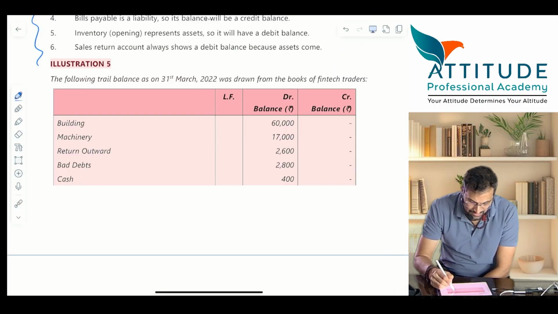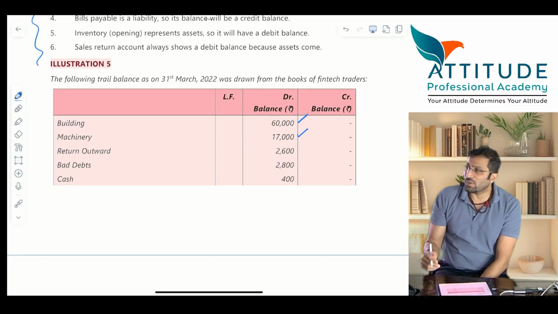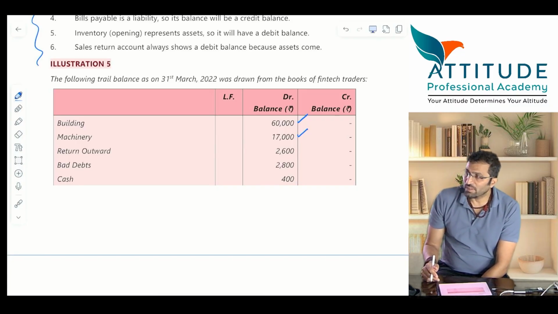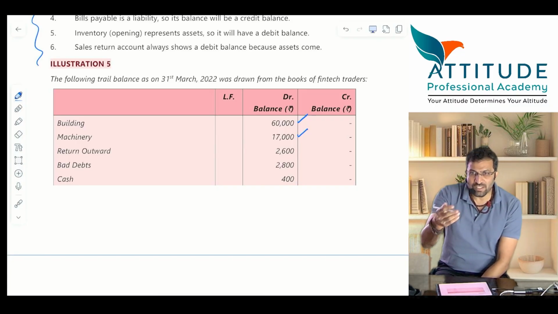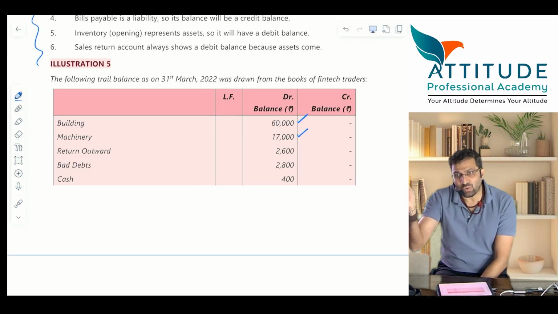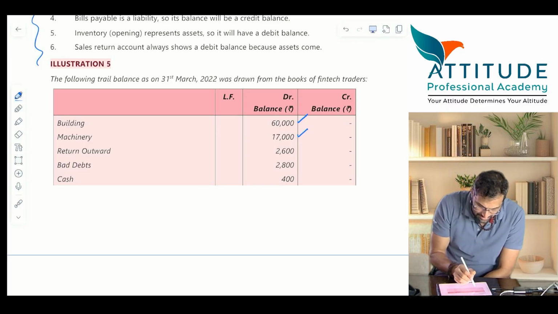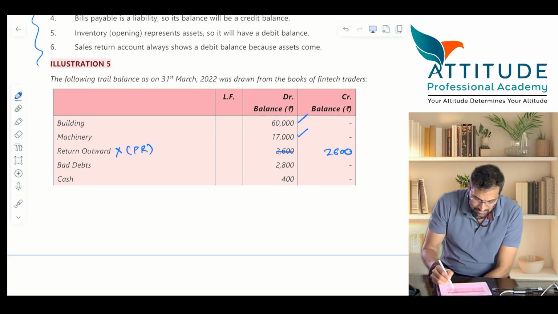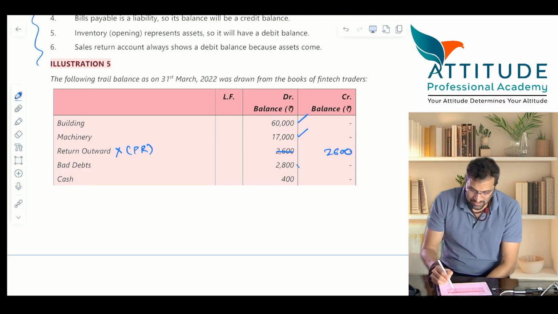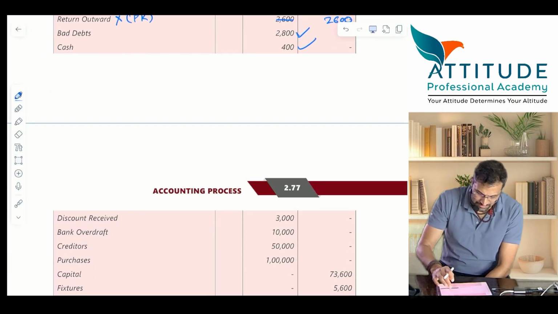Building, correct? Machinery, correct. Return outward means what? Purchase return. Goods which are coming in are going out. Return outward, purchase return, will show a debit balance or credit balance? So this is wrong. This is nothing but purchase return. It should come here. Then bad debts. Bad debts, correct. Cash, correct.